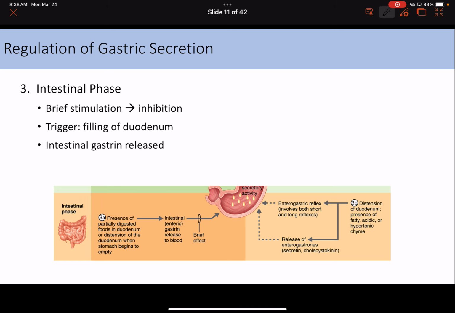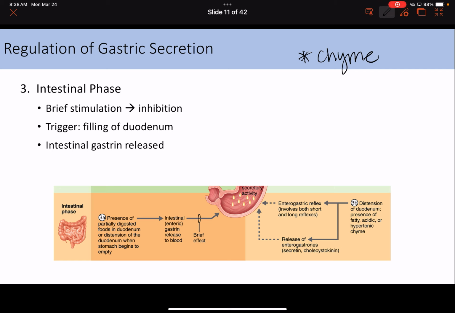In this case, intestinal gastrin is released. So as soon as a little bit of that fluid in the stomach, which now you should know that gastric juice is called chyme, starts to move into the small intestine, it is going to produce the gastrin that's going to finish off the stimulation of gastric juice secretion from the stomach. But again, it's a brief stimulation and then an inhibition, because we are now transitioning to the small intestine.